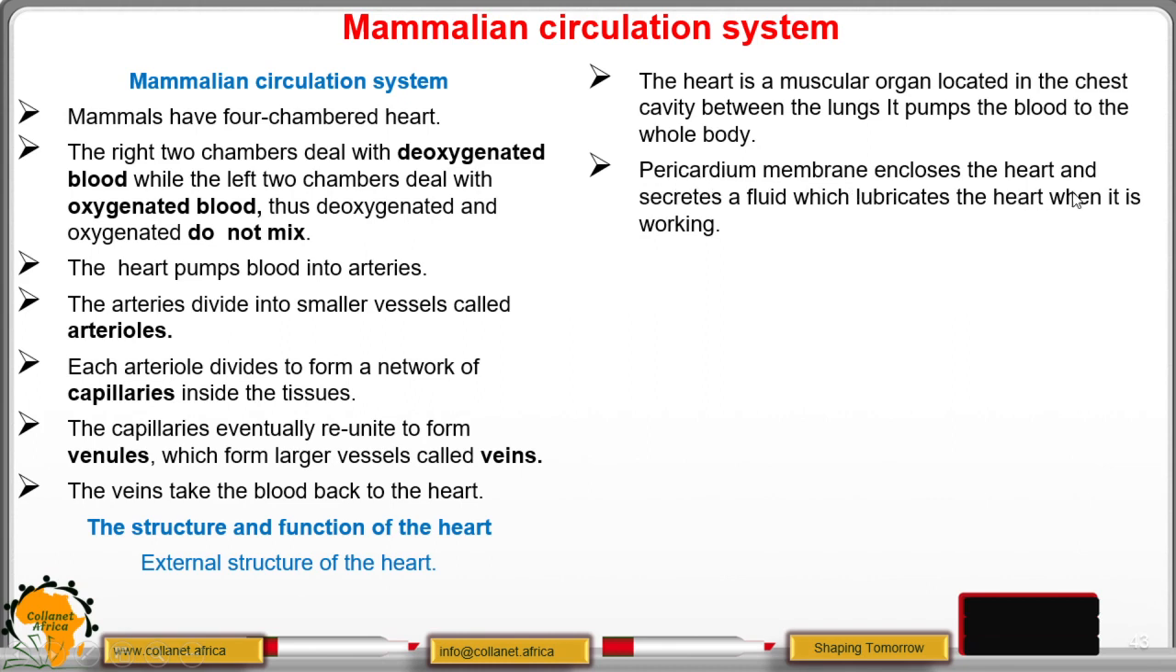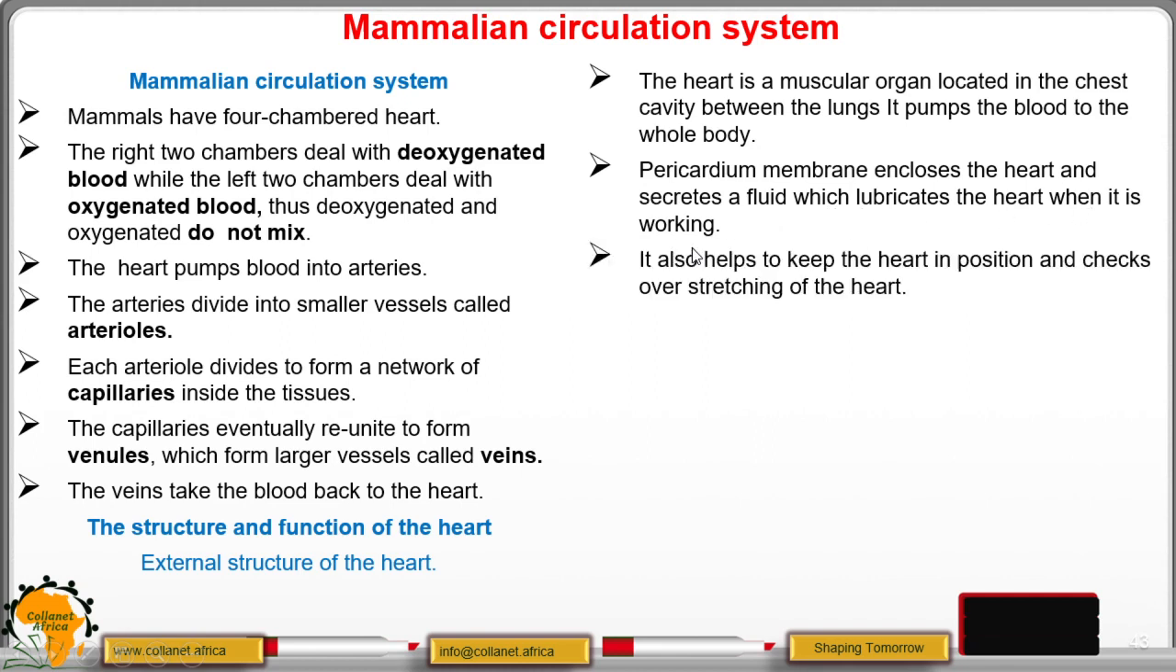Pericardial membrane encloses the heart and secretes a fluid which lubricates the heart when it is working. This fluid secreted by the pericardial membrane is called pericardial fluid. This fluid, we said, lubricates the heart. It also helps to keep the heart in position and checks overstretching of the heart. The heart is also covered with a layer of fat which acts as a shock absorber.